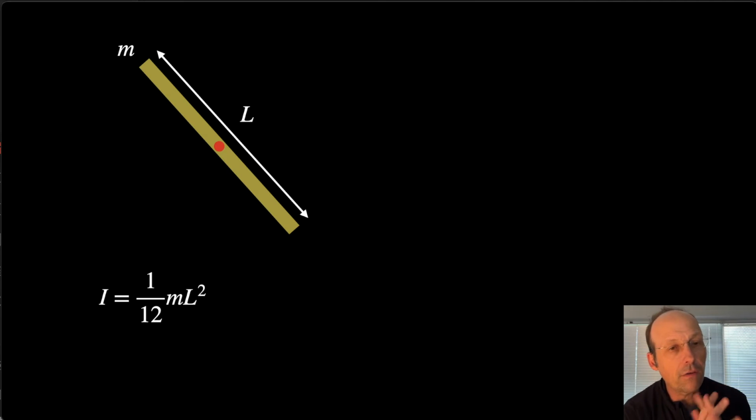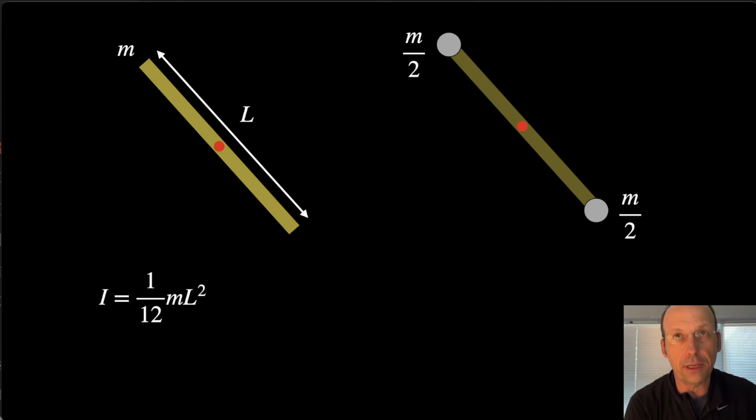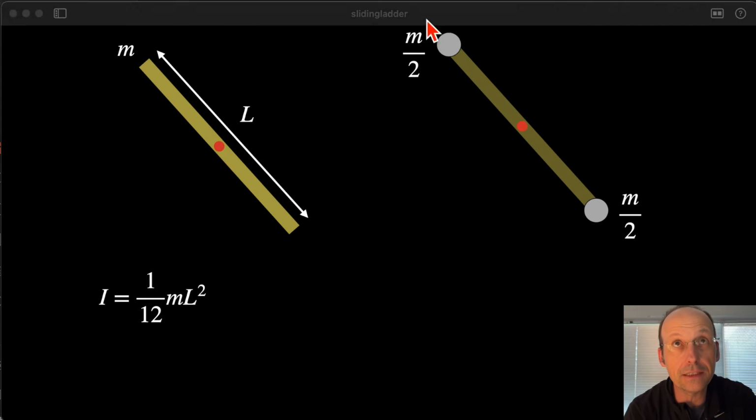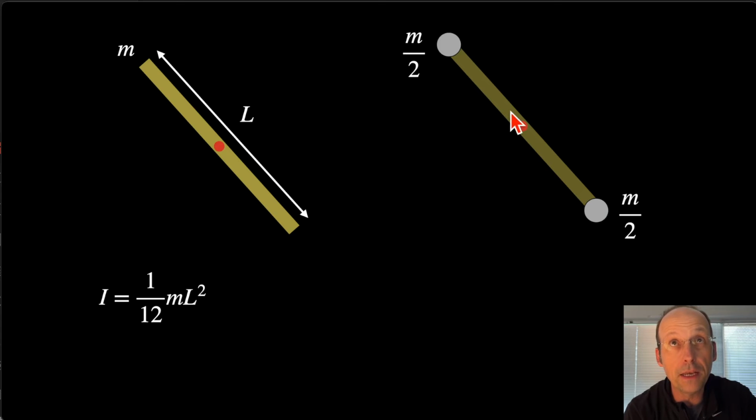Now, for a reason that will be apparent later, I don't want to use a ladder like that. Instead, I'm going to use a ladder like this. My ladder has the mass broken into two pieces, m/2 and m/2, separated at the ends, and the stuff connecting between them is massless. So I can calculate the moment of inertia for this.